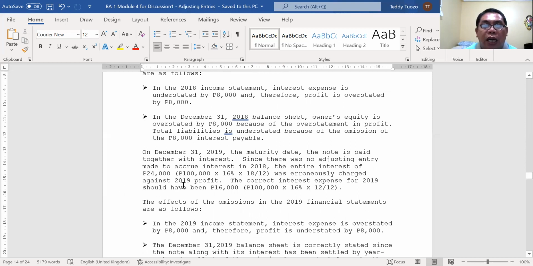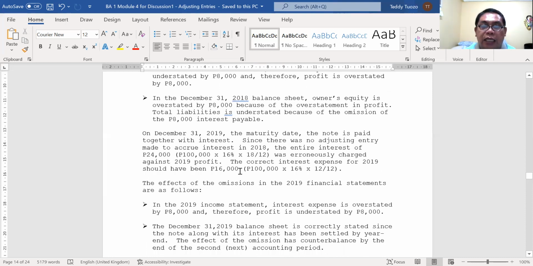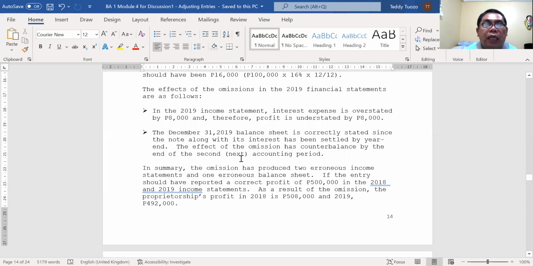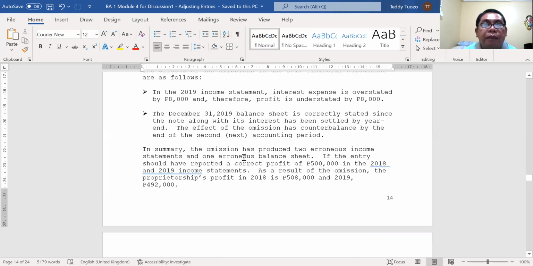It was erroneously charged against 2019 profit. The correct interest expense for 2019 should have only been 16,000. That is 100,000 times 16%, times 1 for 1 year, class. The effects of the omissions in the 2019 financial statements are as follows. In the 2019 income statement, interest expense is overstated.